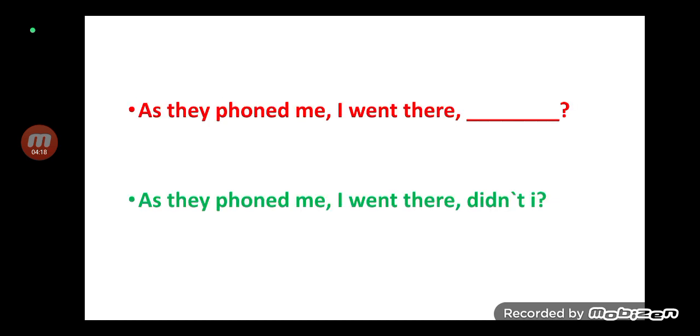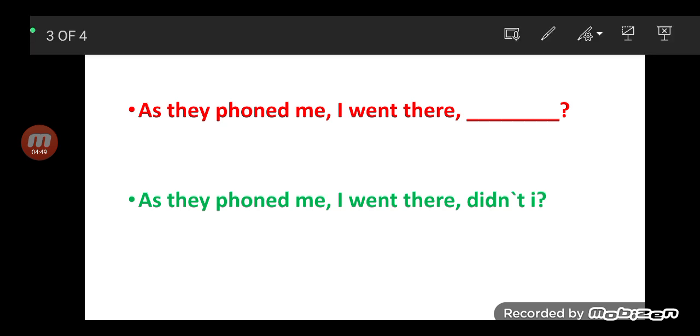So we can see another example here. As they found me, I went there. We can see in this sentence there is a comma between the two clauses. So how do we identify which clause is the principal clause and which one is the subordinate clause? Exactly, we know only the principal clause will be used for making the question. So as they found me, I went there. There are two clauses. One is as they found me and another is I went there. So how do we use the principal clause for making the question?